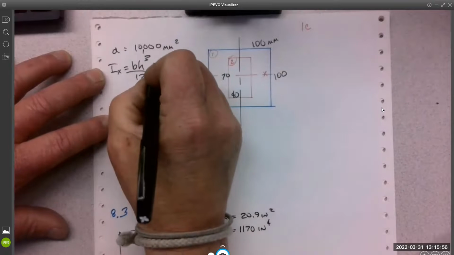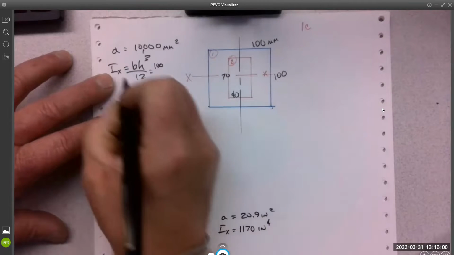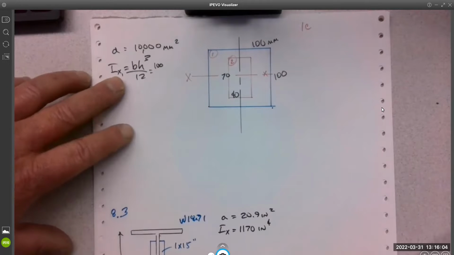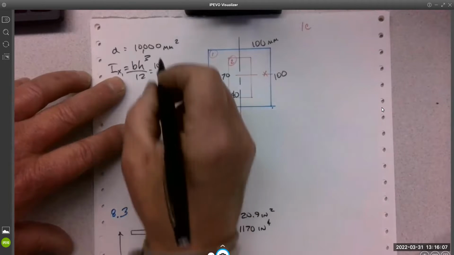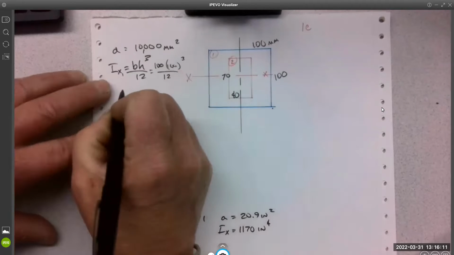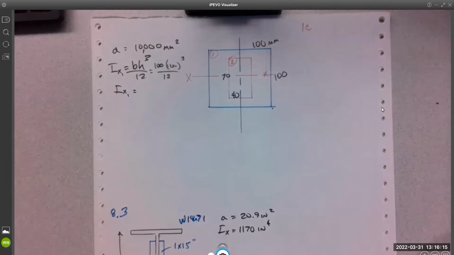So the base is 100, from here to here. And I'm doing this shape 1, so I'll put a little 1 next to the X. And then the height is also 100, cubed over 12. So Ix of 1, what'd you get?